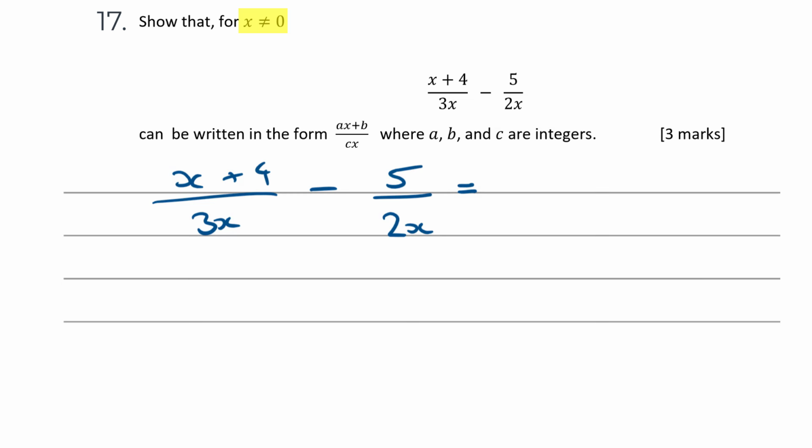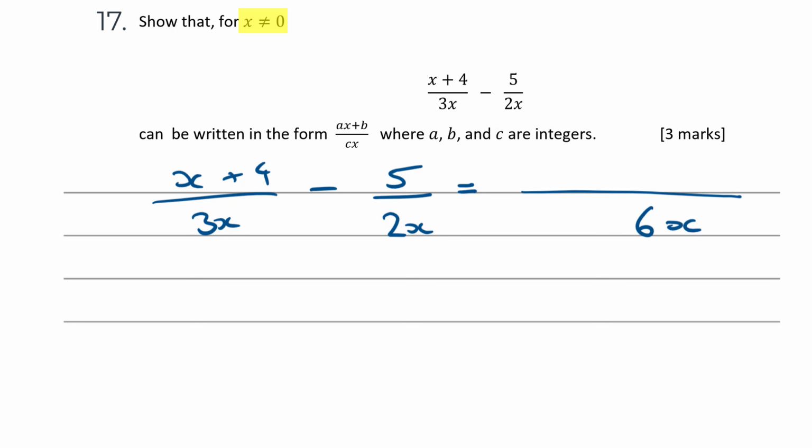So I've got 3x and 2x. What's common? Well, they both have x in them, so I can have x as part of my common denominator. And I've got the numbers 3 and 2, and the lowest common multiple of 3 and 2 is going to be 6. So I'm going to use 6x as a common denominator.